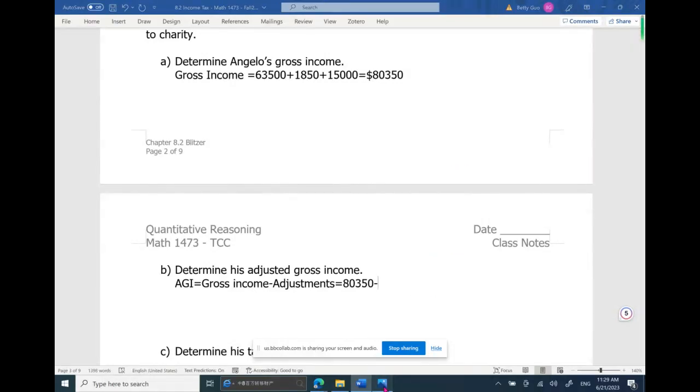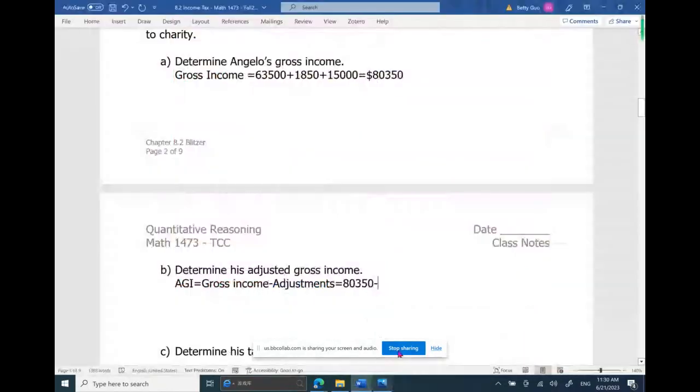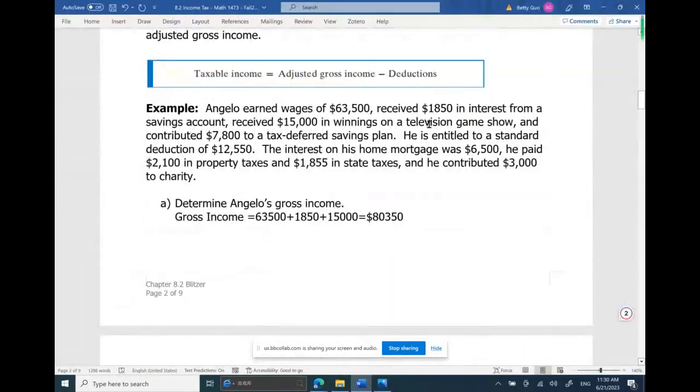And what are adjustments? You want to look at my table notes, right? Adjustments include the money you put in a tax deferred savings account, your student loan interest, your educator expenses, alimony, self-employment expenses, losses from disaster, and more. Even in my table, I did not include all the items that are counted as adjustments, but to us, those are enough.